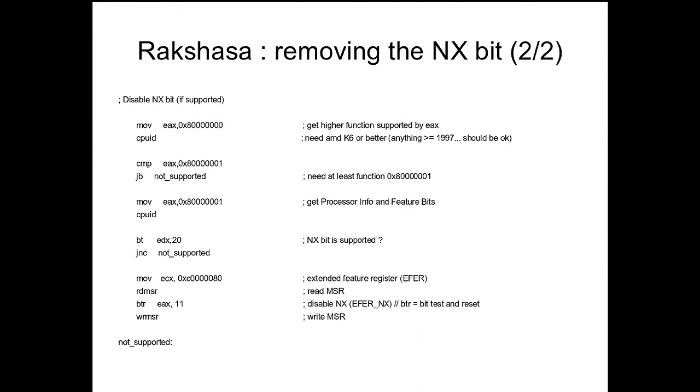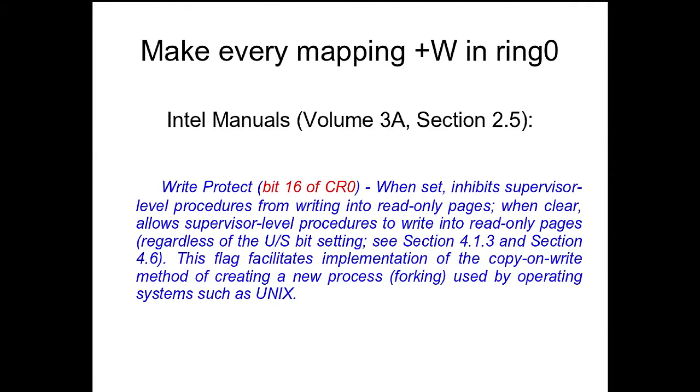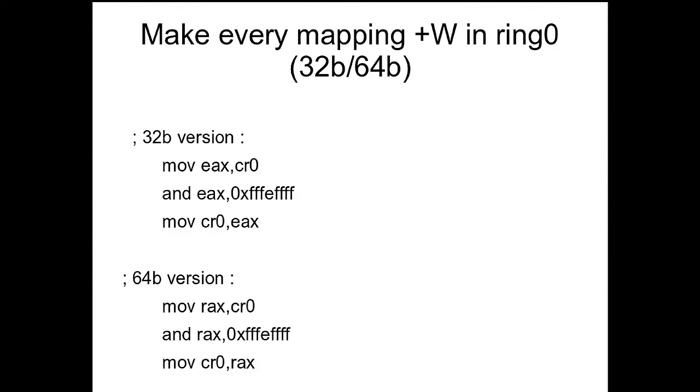Too easy? There are other ways to do it. How do you make all the mapping in ring 0 writable again? So if we read the Intel manuals, there again, there is a bit. If you flip it, so bit 16 of control register 0, everything which is mapped in memory in ring 0 becomes writable again.